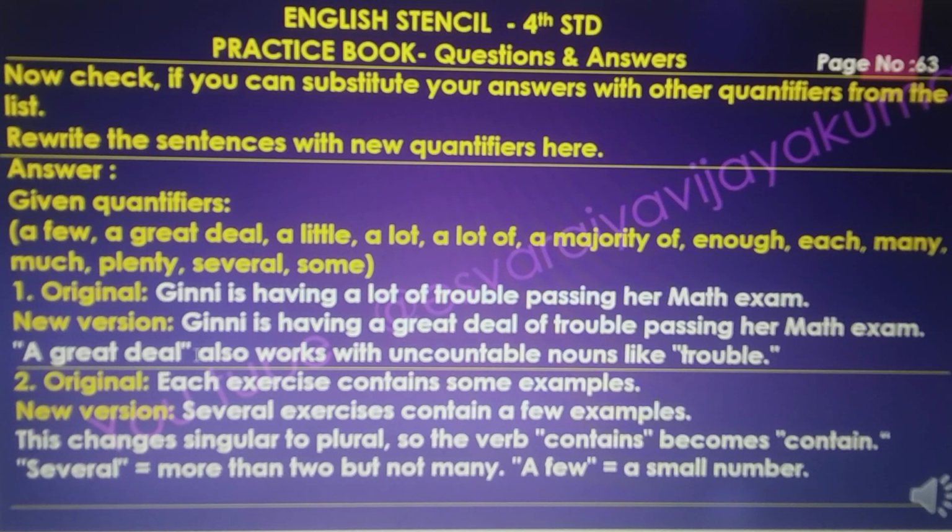And the second one, the original: each exercise contains some examples. The new version: several exercises contain a few examples. This changes singular to plural, so the verb contains becomes contain. Several is equal to more than two but not many. A few is equal to a small number.